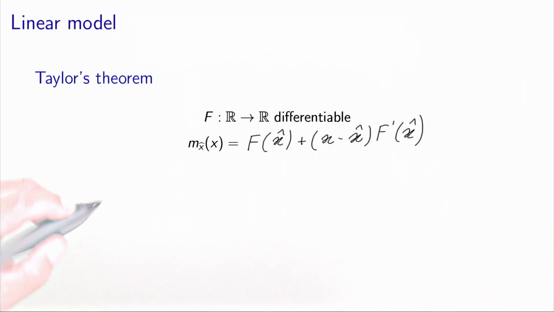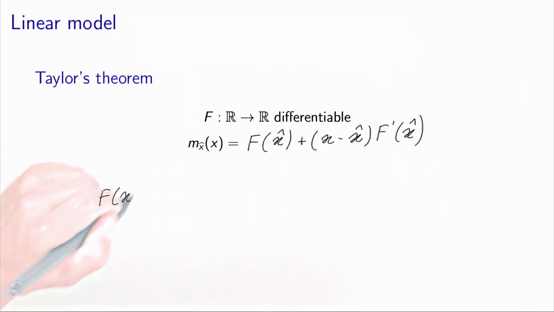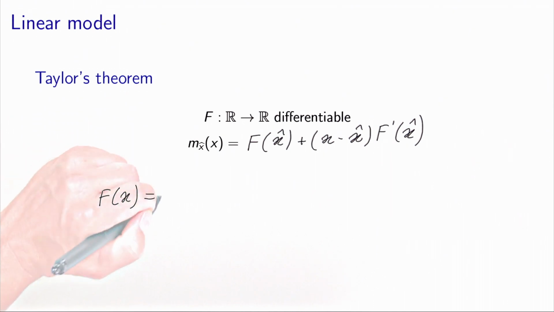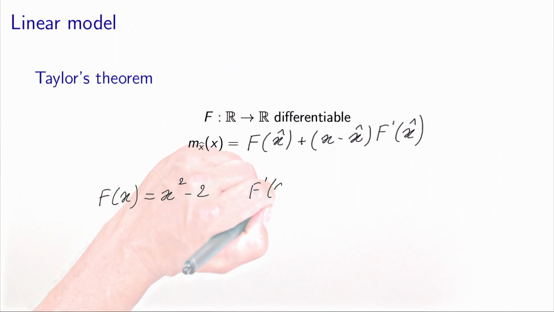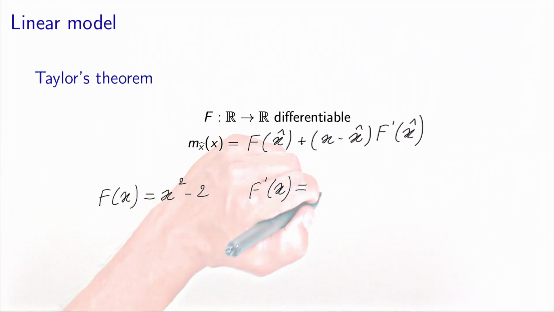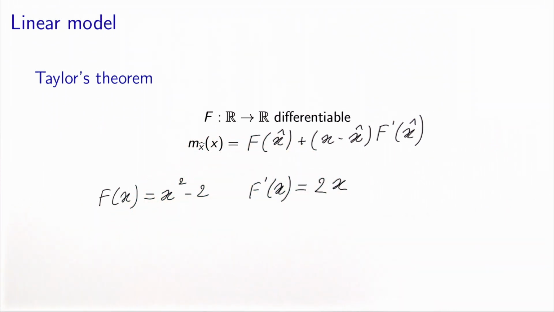So let's take an example. If f of x is equal to x squared minus 2, like we had on the slides before, then f prime of x is equal to 2x. So remember, in the first iteration, we had x hat equal to 2. So the linear model at that point, which is denoted by m x hat of x, is given by f of x hat.